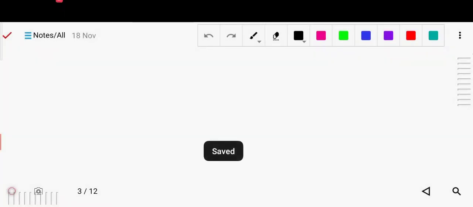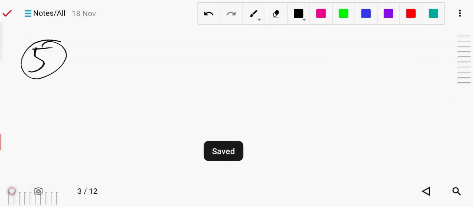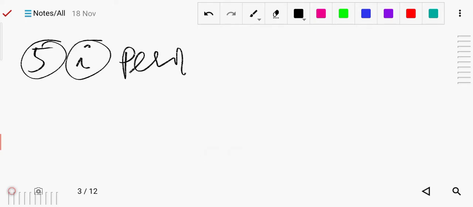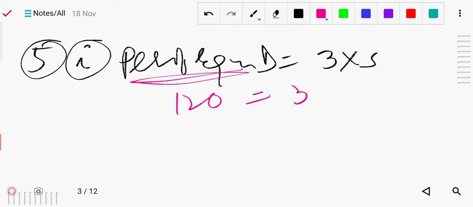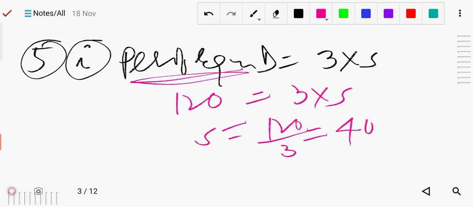So this question number 5 is very easy. Number 1, it is an equilateral triangle. So simply you write the perimeter of an equilateral triangle. The equilateral triangle's perimeter is 3 into s. That is the total length. This 120 will be the perimeter. So 120 equals 3 into s. So you can find the value of s. So divide 120 by 3. So it will be 40 centimeter. So its answer will be 40 centimeter.